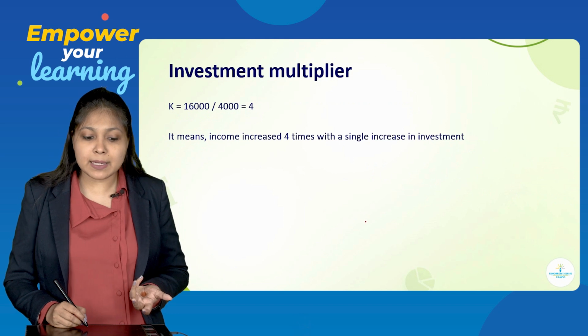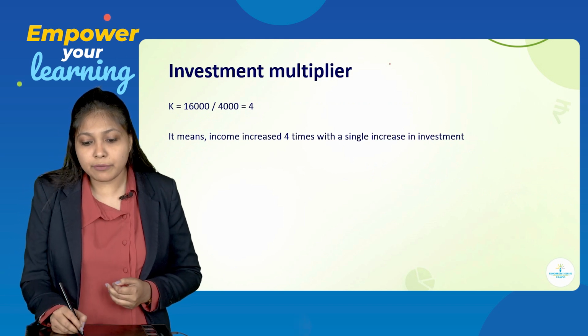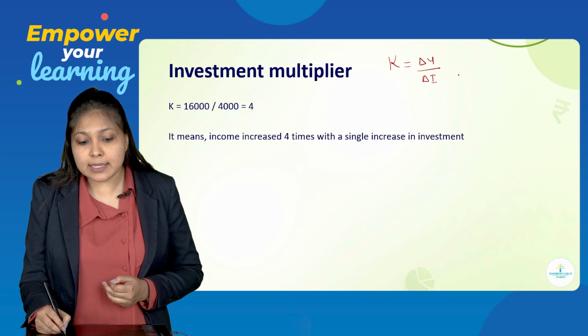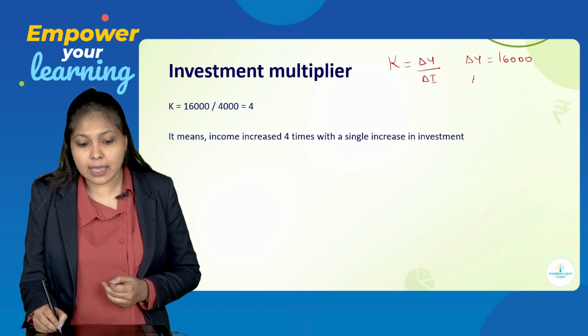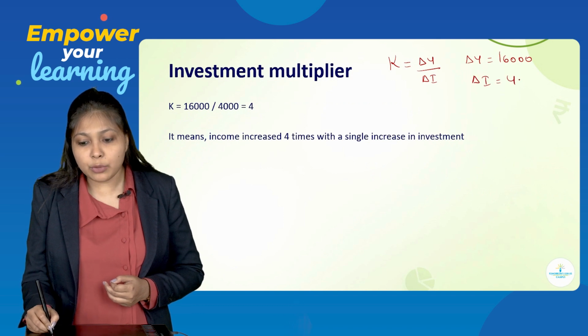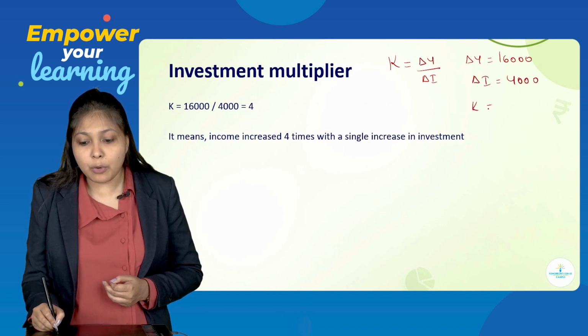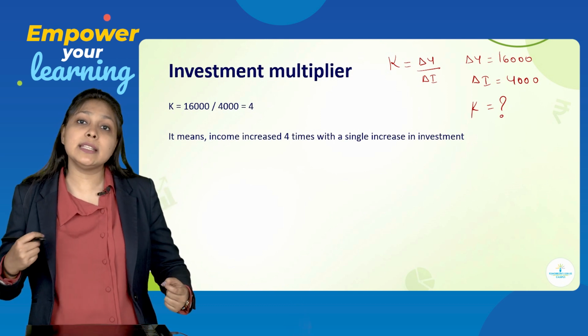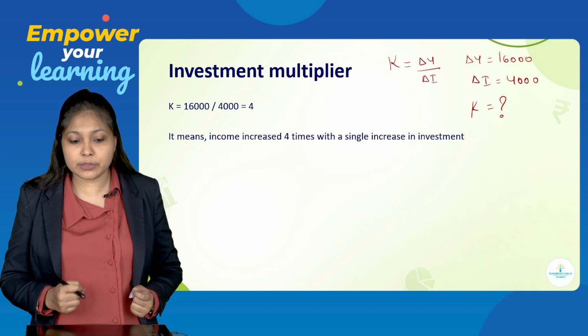Here a very simple example has been taken. We know the formula is change in Y upon change in I. They say change in Y is 16,000 and change in I is 4,000. Now you have to find out by how many times my income will increase with an increase in investment of 4,000 rupees.